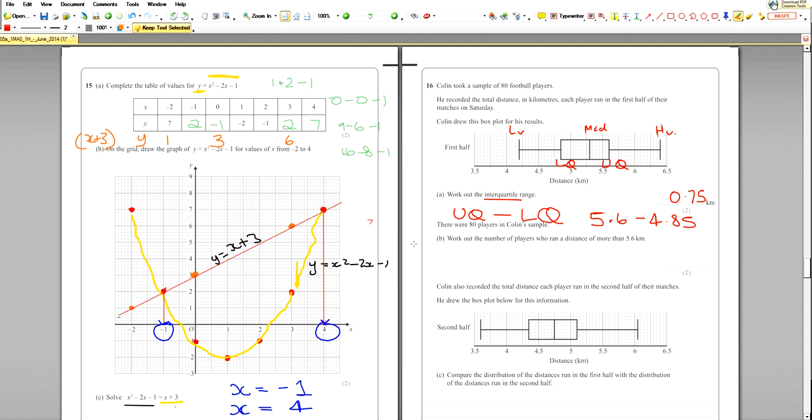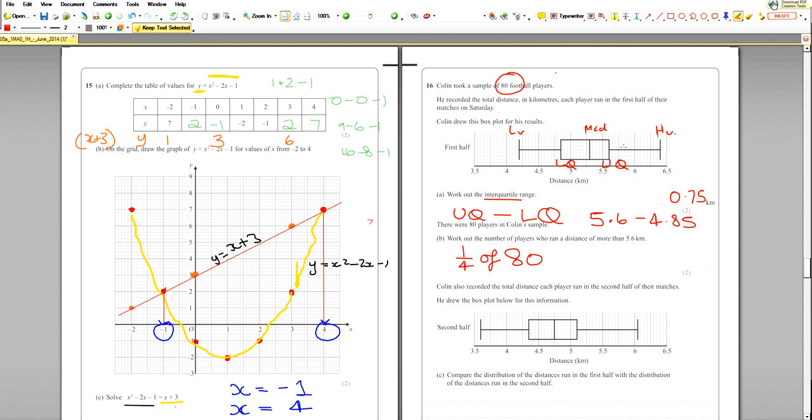Okay, there were 80 players in Colin's sample. Work out the number of players who ran a distance of more than 5.6 kilometers. Now, 5.6 kilometers is the upper quartile value, isn't it? Remember, it's called the upper quartile because how many quarters are there? 1 quarter, so 1/4 of the data values. How many data values do we have? 80. So we have to work out 1/4 of the 80.